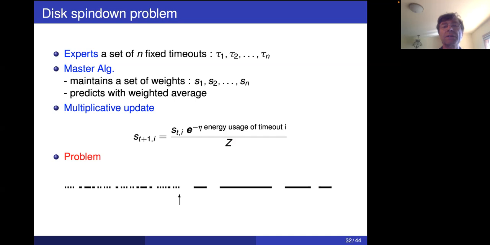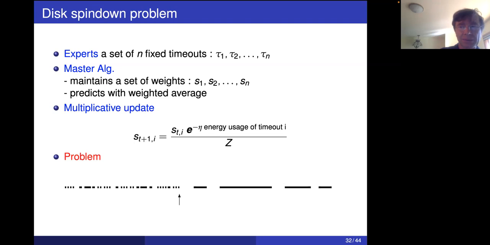That works pretty well, except if you have data that changes over time. If you have short spurts of the request sequences, then you should have a long timeout. And if you have long idle times, these are the idle times in black, then you should spin down immediately and not waste your time waiting. So you need different timeouts for different request sequences.